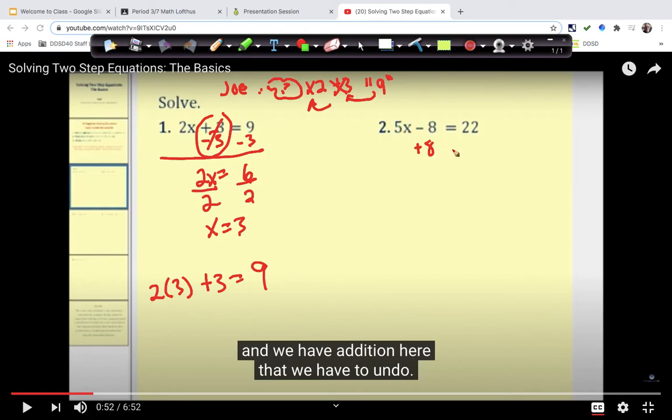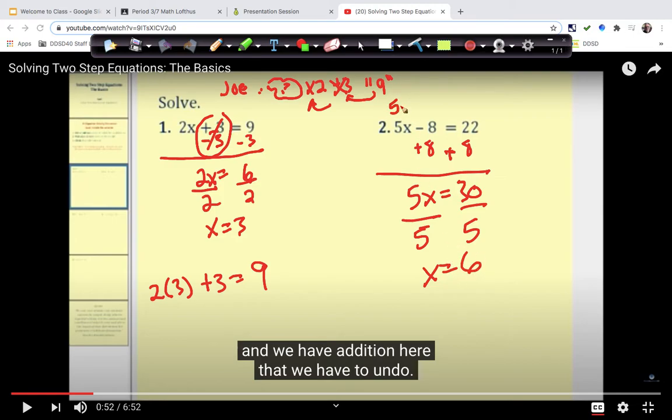Now, the difficult part on some of these is knowing what has happened. It's easy when I tell the story, but if we just have the symbols, sometimes it can get difficult. So let's see. I'm adding 8 here, so that is 30. So I divide by 5, because that undoes that multiplication by 5, and x is equal to 6. So 5 times 6 minus 8 is equal to 22. 30 minus 8 is 22.